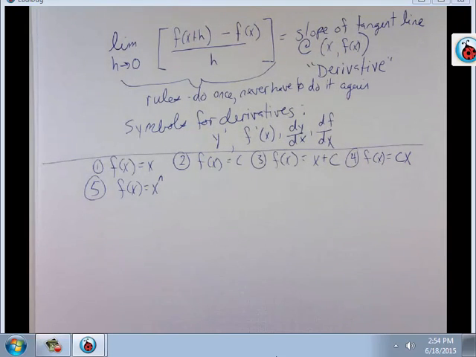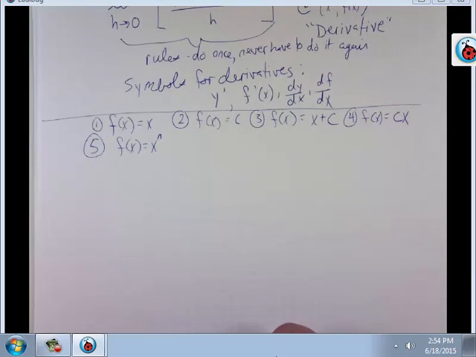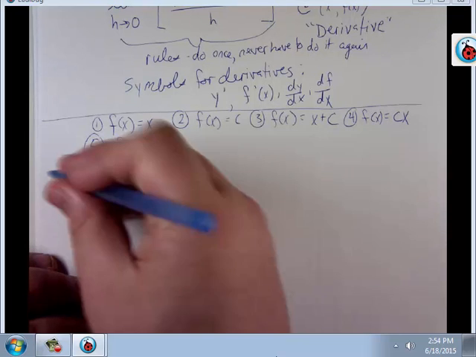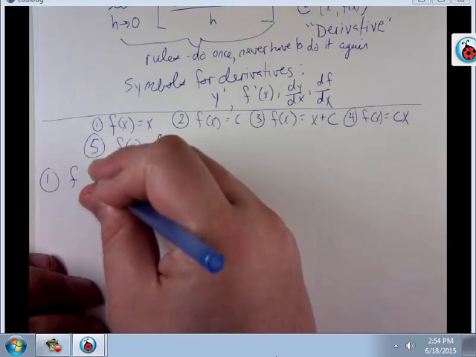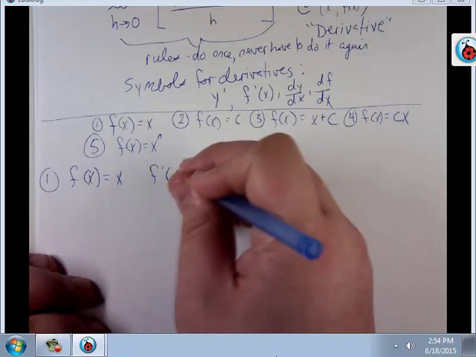Alright, I'll be adding a couple more videos to this for other rules, like adding two functions, subtracting two functions, multiplying, so on and so forth. But for this first one, we'll just stick with these. Alright, so let's start with that f of x equals x. What's f prime of x?